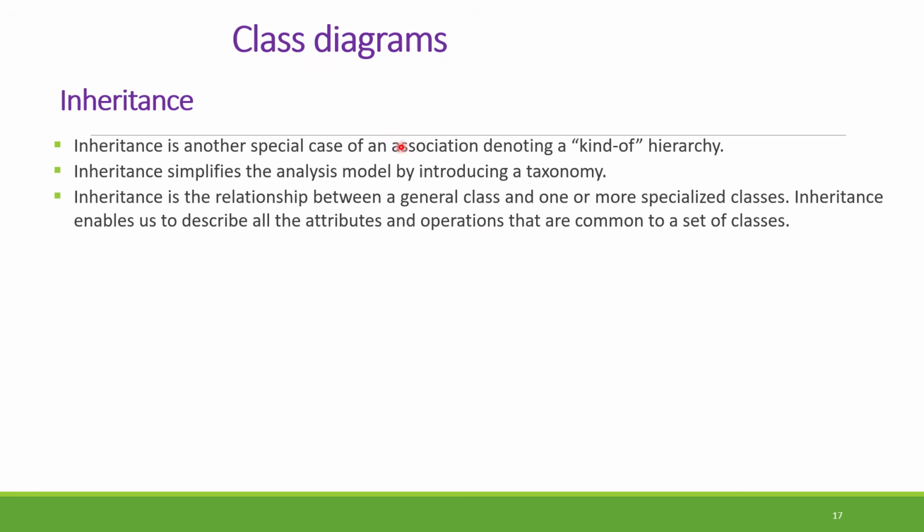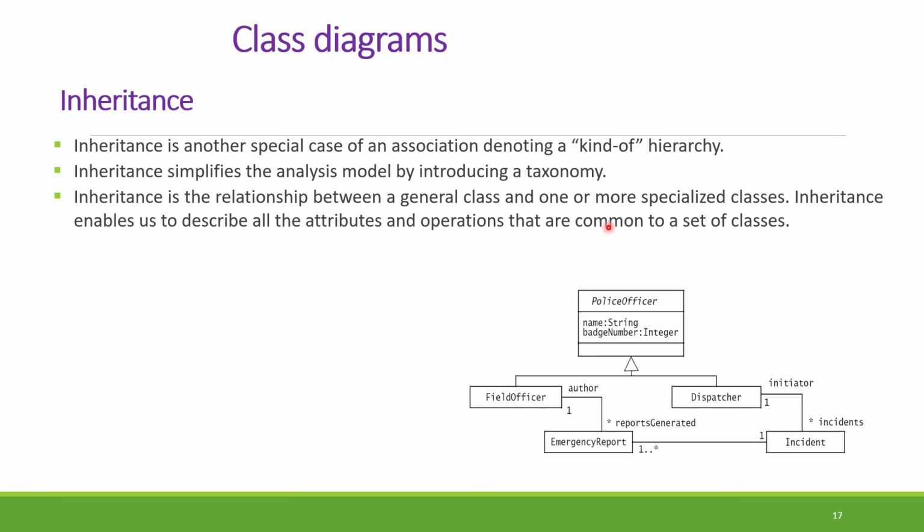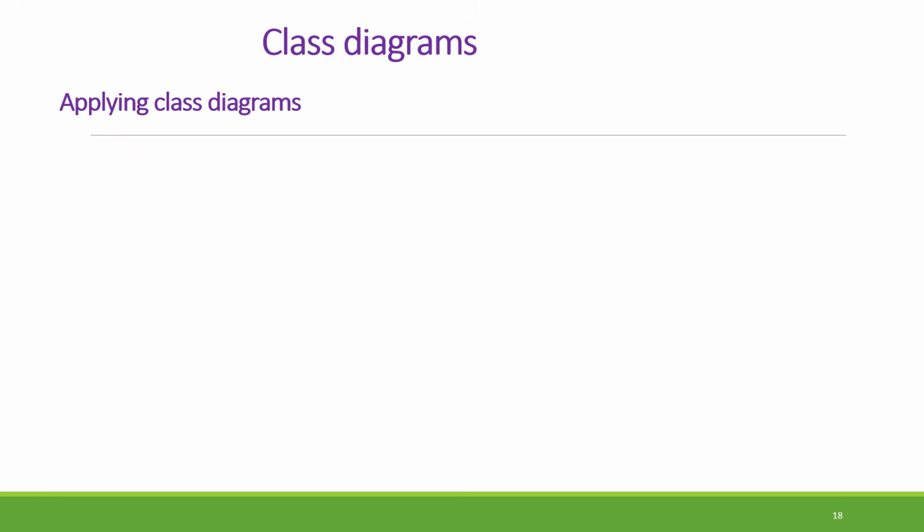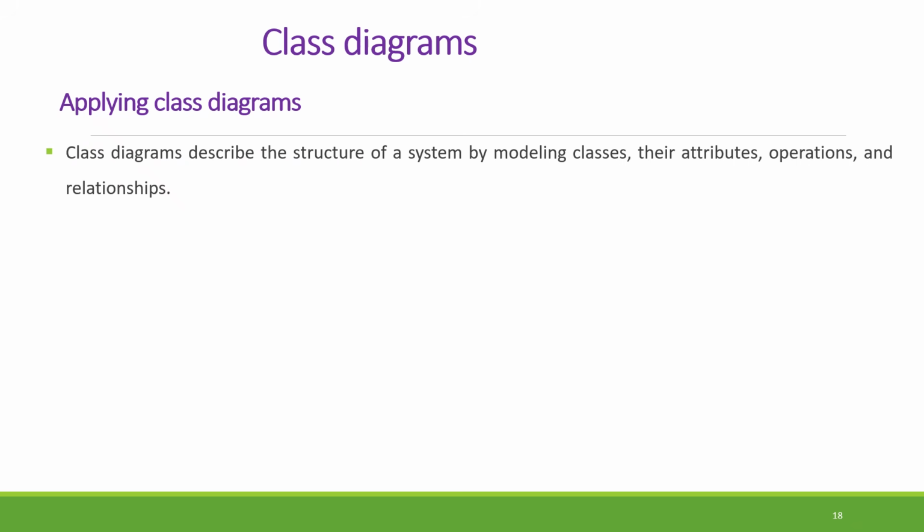Inheritance is another special case of association denoting a kind of hierarchy. Inheritance implies the analysis model follows a taxonomy where there is a kind-of relationship between the parent class and the child class. Are we talking about the general class or a specialized class? When you look at the diagram, there is a police officer, and it may be a field officer or a dispatcher. It talks about the hierarchy, so it is a kind of generalization. Again, the generalization and inheritance concept belongs to the abstract class, where we can apply the class diagram.